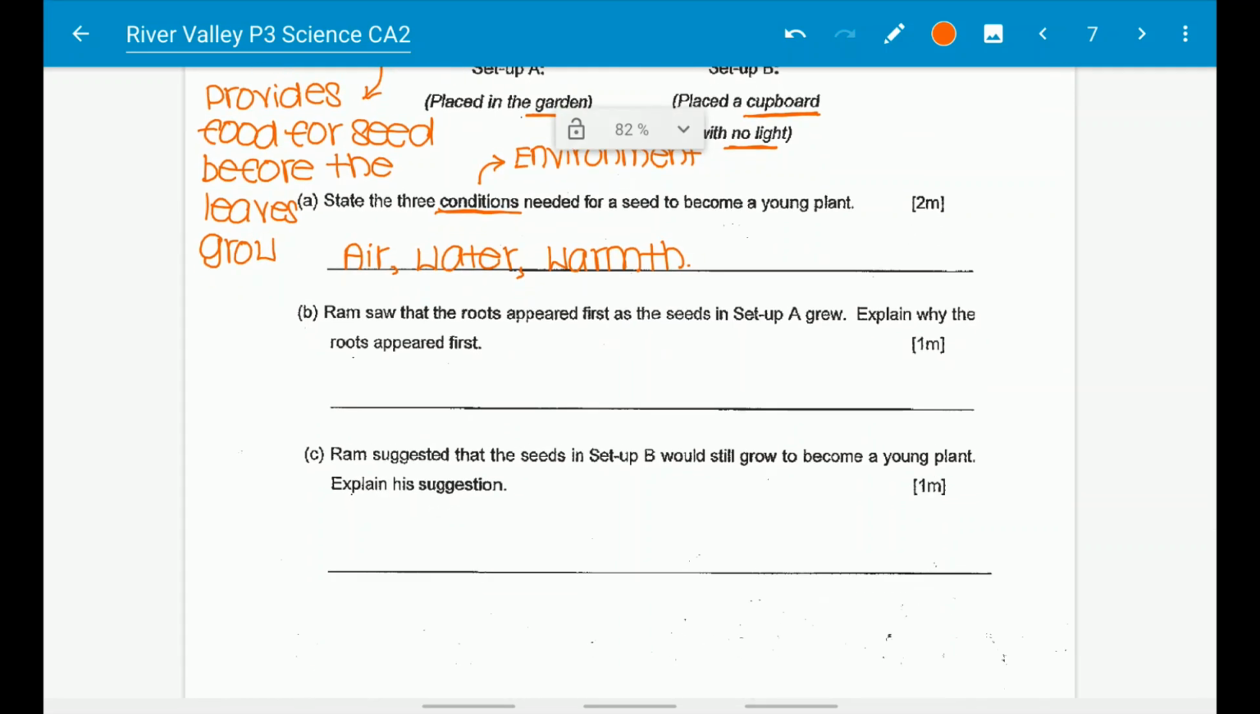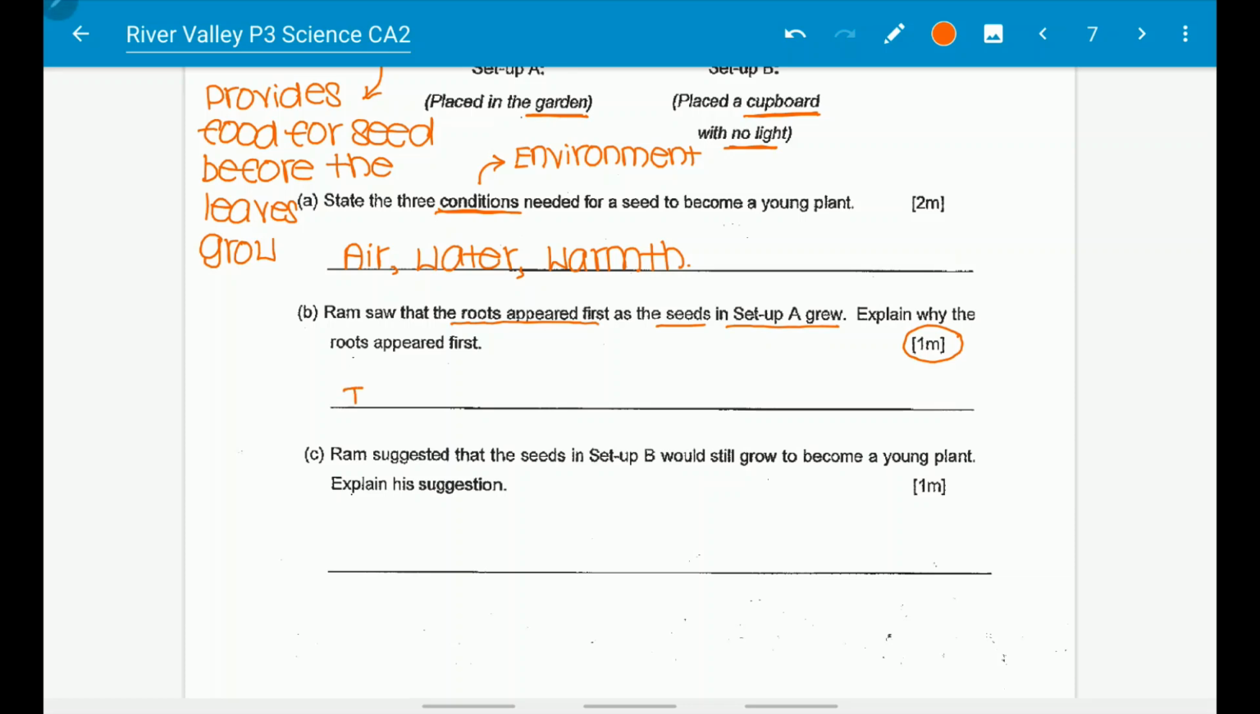Okay, part B. Ram saw that the roots appeared first as the seeds in setup A grew. Explain why the roots appeared first. Okay, since it is only 1 mark, you just have to state why. Okay, there's no need for you to answer the question and then explain and bring up the scientific concept and all that like we did previously. Okay, so just 1 mark, just explain why. What does the roots do? What do the roots do?